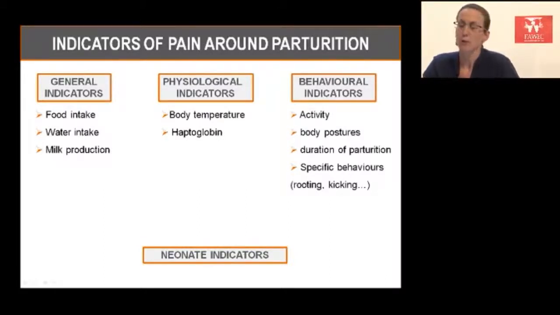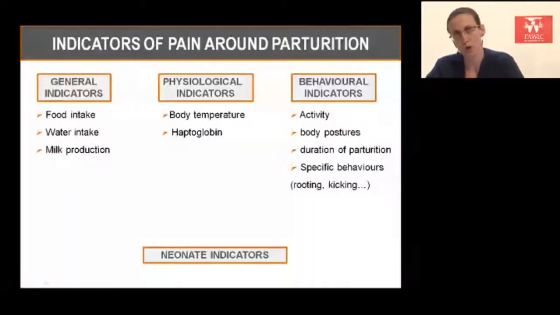Here I would like to remark that apart from observing different indicators on the mother, we can also observe these kinds of general, physiological and behavioral indicators on the neonate, because the neonate can also provide information on the degree of parturition difficulty.